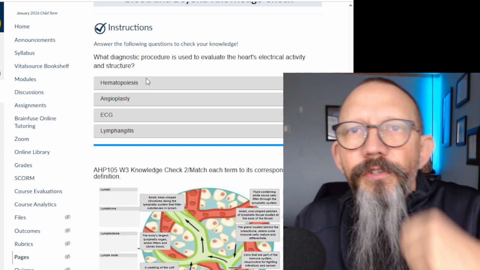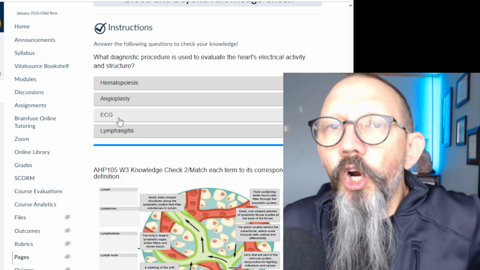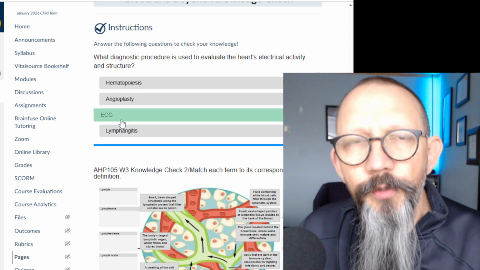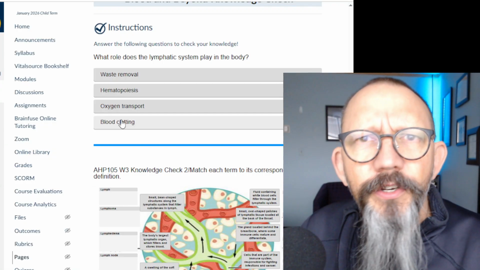What diagnostic procedure is used to evaluate a heart's electrical activity and structure? It's an ECG, electrocardiogram. They used to be called EKGs, but that's because it was originally designed in like Austria. And the first one was ever used on a dog.